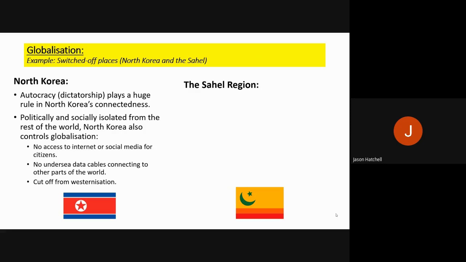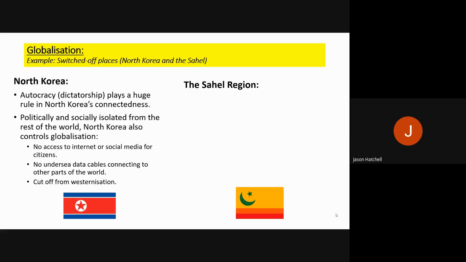There is an intranet access, which is an internal internet server run by the North Korean dictatorship, but that doesn't have access to any internet sites outside of North Korea. There are no undersea data cables connecting to other parts of the world, and it is basically cut off from westernization. So it has a very distinct North Korean culture, which hasn't been influenced much by outside sources.